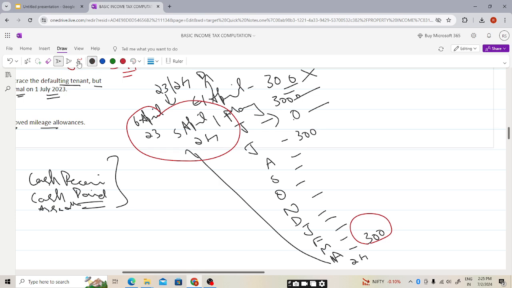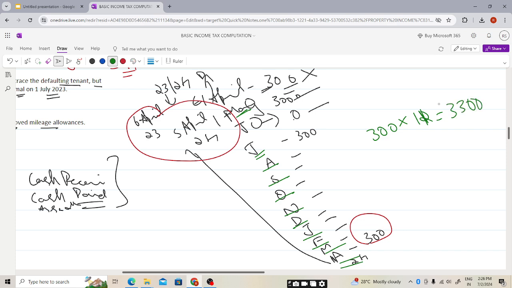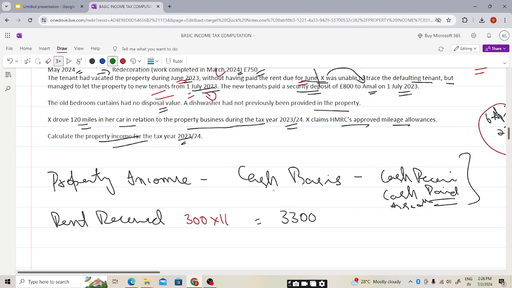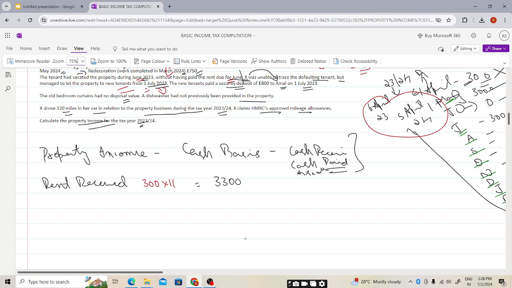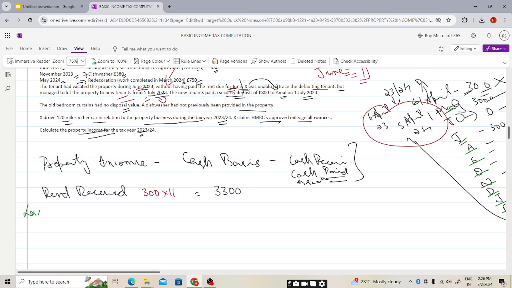So what are the number of months? This will be excluded. 1, 2. What are the months? May, June, no, because we did not receive it. July, 2, 3, 4, 5, 6, 7, 8, 9, 10 and 11. So 11 months we need to calculate our property income, that is 3,300. Clear with this? Do not confuse the accrual and cash basis. First you need to decide whether to calculate under the cash basis or the accrual basis. Now less expenses.